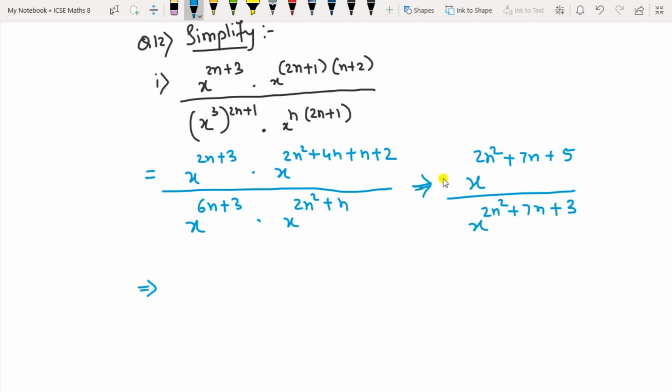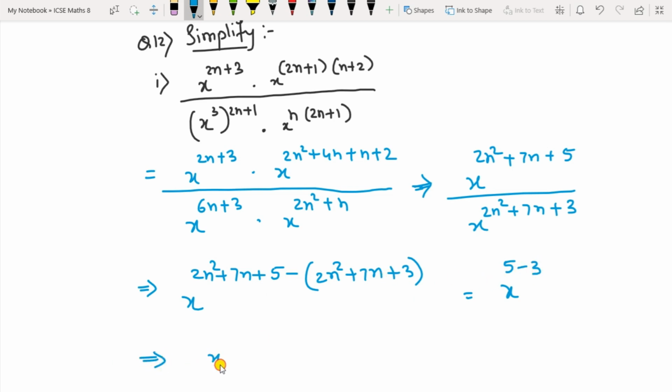Okay, now you will subtract this power, so it becomes x raised to 2n square plus 7n plus 5 minus 2n square plus 7n plus 3. Now this minus will go inside, so all these terms will become negative. So 2n square minus 2n square will get cancelled, plus 7n minus 7n will get cancelled. So what is remaining is 5, and plus minus is minus 3. So the answer becomes x square. That is the answer.